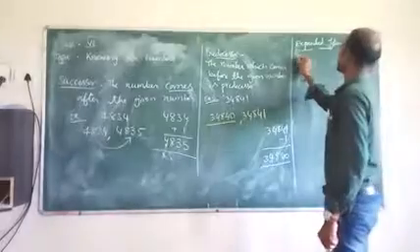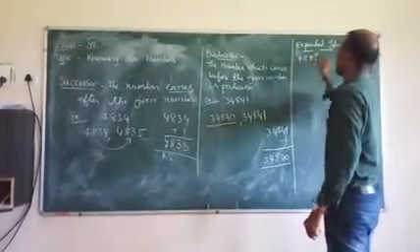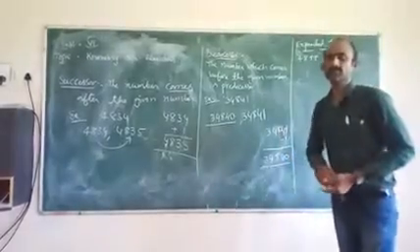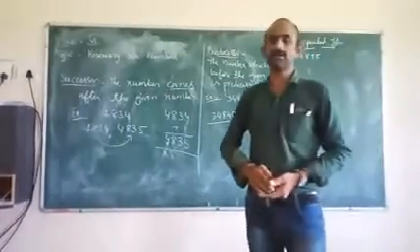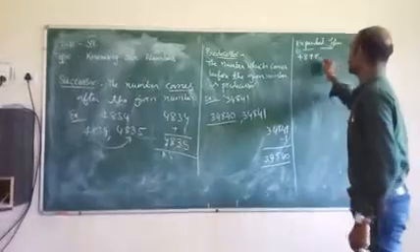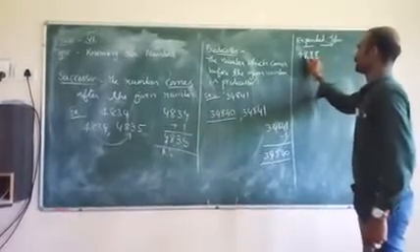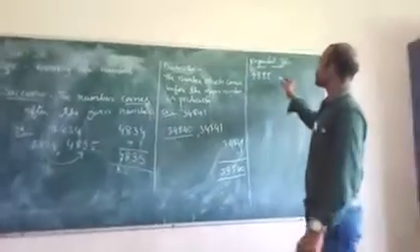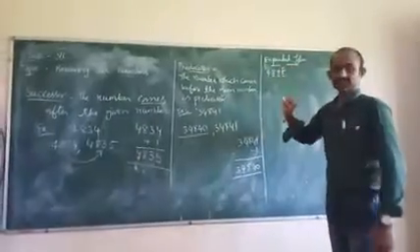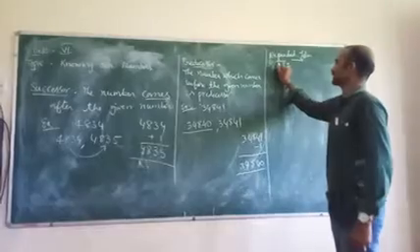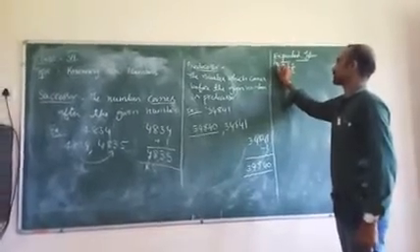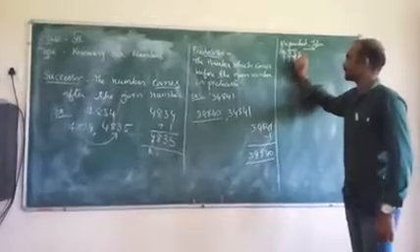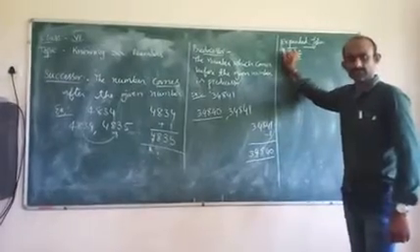So we are expanding. Suppose I take 4, 8, 9, 8. It is a 4 digit number. Before you expand the number, you have to write the place values. Here the number is 4, 8, 9, 8. So here there is ones digit, tens digit, hundreds digit, and thousands digit. O means ones, T means tens, H means hundreds, TH means thousands.